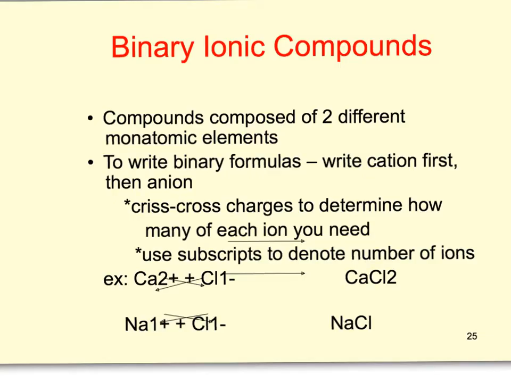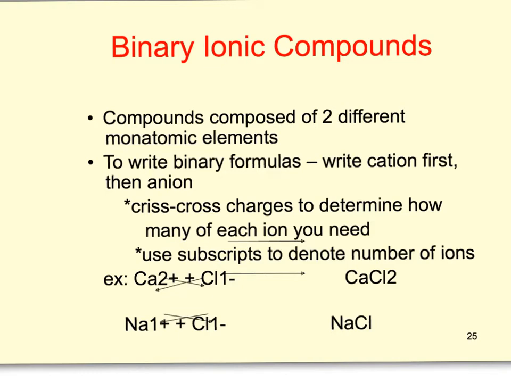We are going to begin with binary ionic compounds. Binary ionic compounds are compounds that are made up of two different elements. One's a metal and one is a nonmetal. To write our binary formulas, we're going to write our cation first and then our anion. So our positively charged element will go first, our negatively charged element will go second.